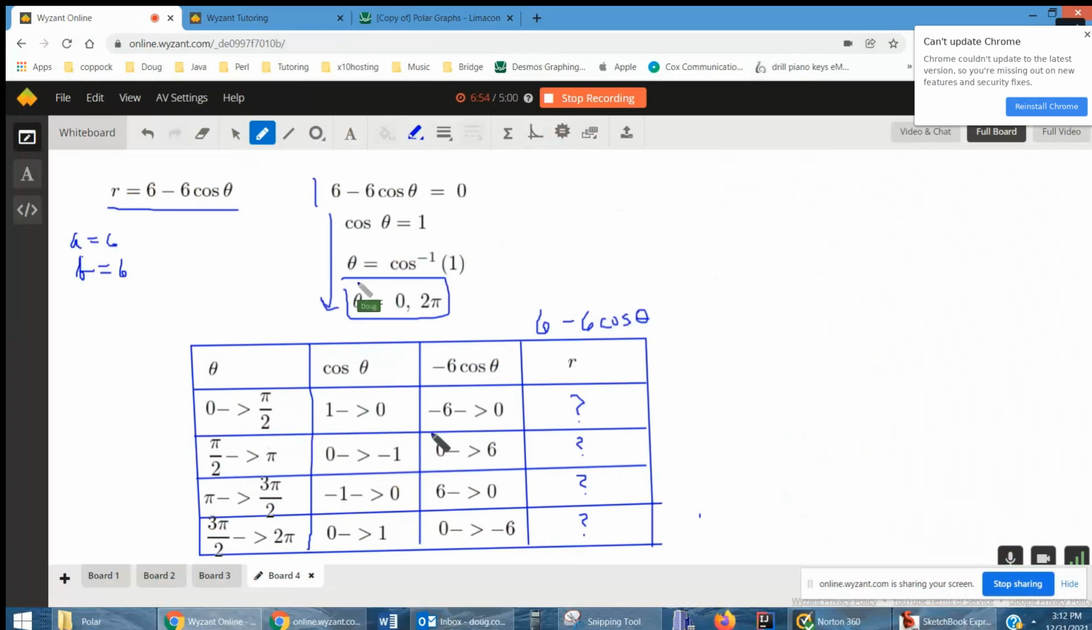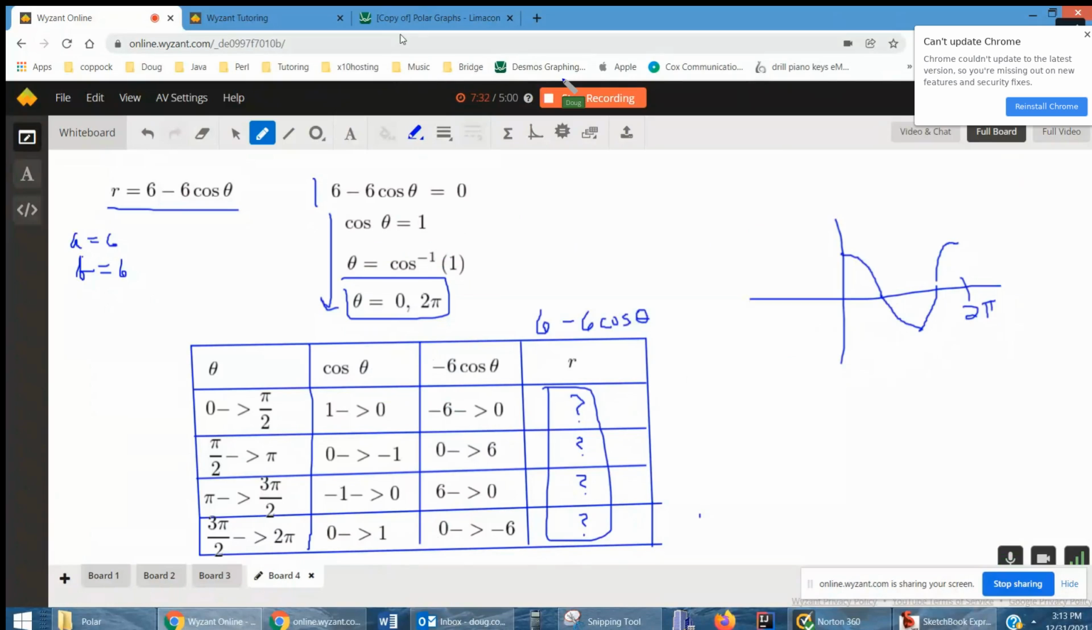You can also think of graphing the cosine function. In the first quadrant, cosine goes from 1 to 0. And then from pi over 2 down to pi, it drops to negative 1. And then it goes back to here and finally up to there. So that's what's happening. I'll let you fill these in. It's just 6 minus the values in this column.